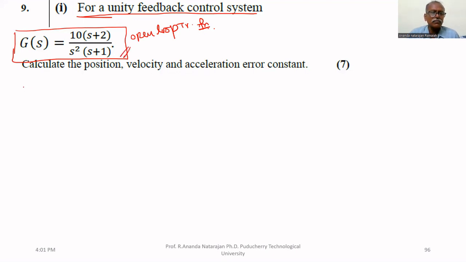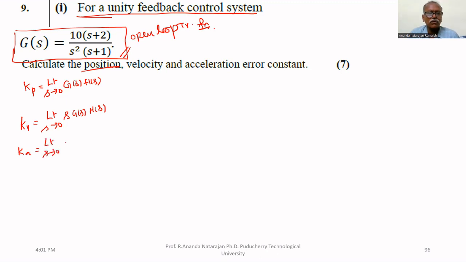We know that the position error constant Kp equal to limit s tends to 0 G of S H of S. Velocity error constant Kv equal to limit s tends to 0 s G of S H of S. Ka, acceleration error constant, equal to limit s tends to 0 s square G of S H of S. Here it is a unity feedback system, that's why H of S equal to 1.